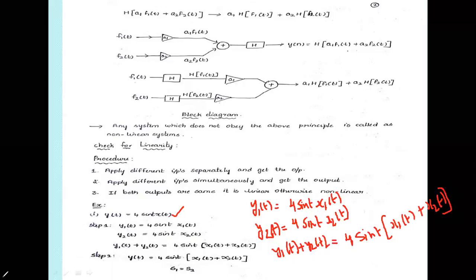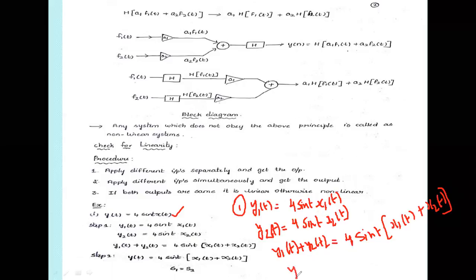Got it, my dear friends? This is the first step. Apply the different inputs, x1 and x2, separately and get the output. And second, apply the different inputs simultaneously and get the output.